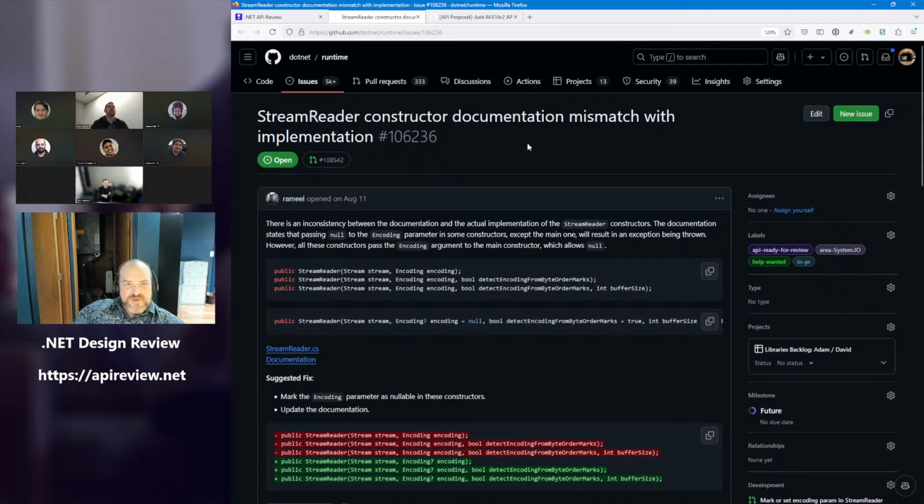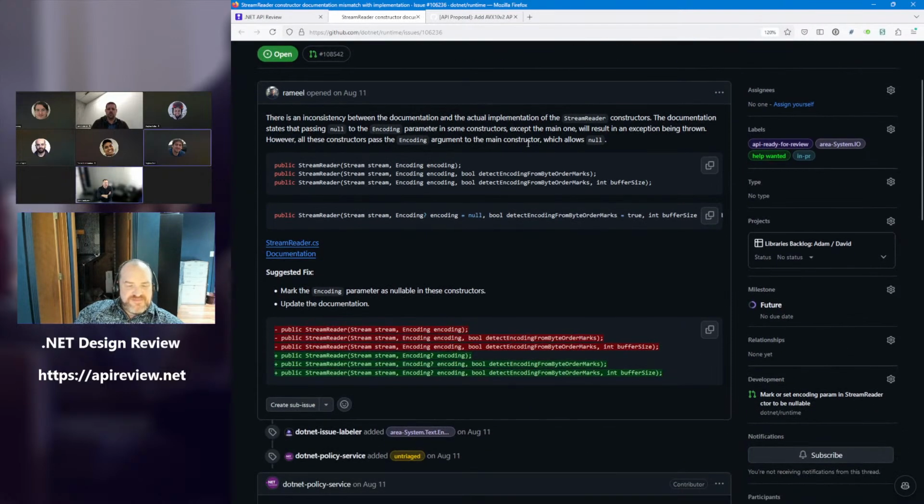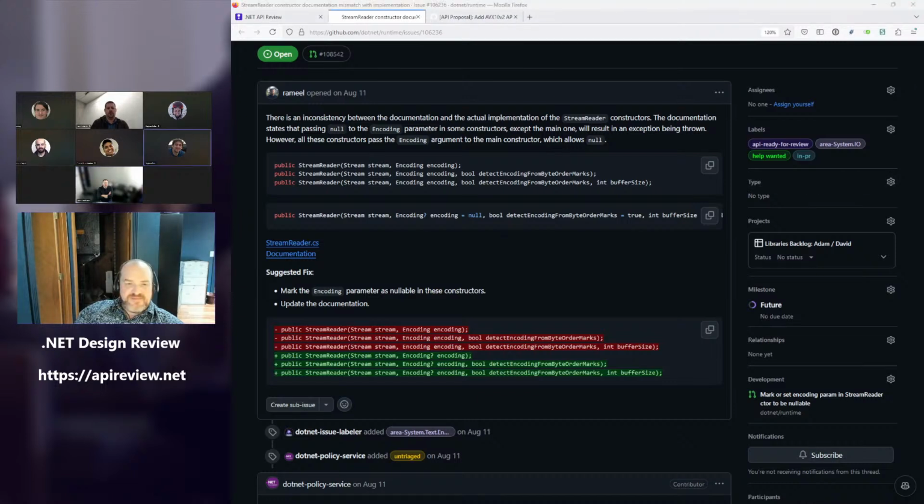Alright, stream reader constructors, documentation and implementation don't agree, 106.236. I think Steven marked this as ready for review. Yeah, Steve did. Someone had opened an issue and submitted a PR to add a question mark to the encoding parameter of StreamReader. Apparently, we did the same for StreamWriter in .NET 9, then didn't do it for StreamReader. I see. So it's basically saying it is nullable. We just didn't mark it as such.